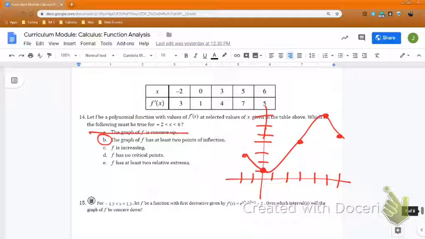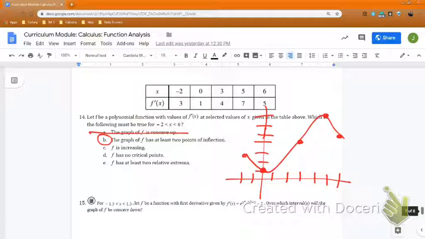C. C says f is increasing. So we go to our chart. Wherever f is increasing, what do I know about its derivative? It's positive. Is this graph always positive? The way that I drew it, it is. Is this the only way you can draw it? No. What if I drew it like this instead?